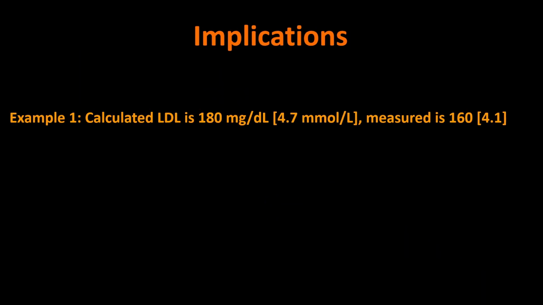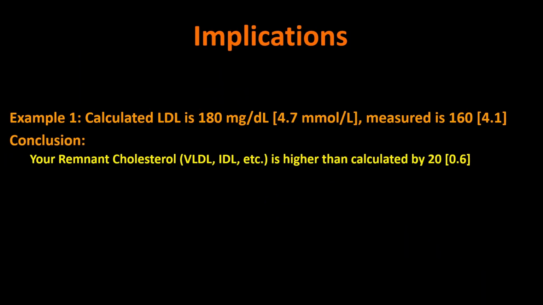So what are the implications of this? Let's look at a couple of examples. Example one, suppose your calculated LDL came out to be very high by some people's standards, 180 milligrams per deciliter. And then it got measured and it came out to be 160, or you can see the values here, 4.7 millimoles per liter or 4.1 millimoles per liter. Should you be excited? What does this really mean? The conclusion there is that your remnant cholesterol is higher than what was calculated by about 20 milligrams per deciliter or 0.6 millimoles per liter.